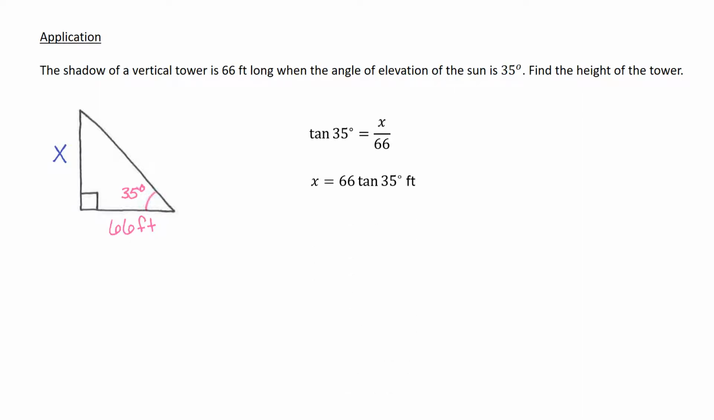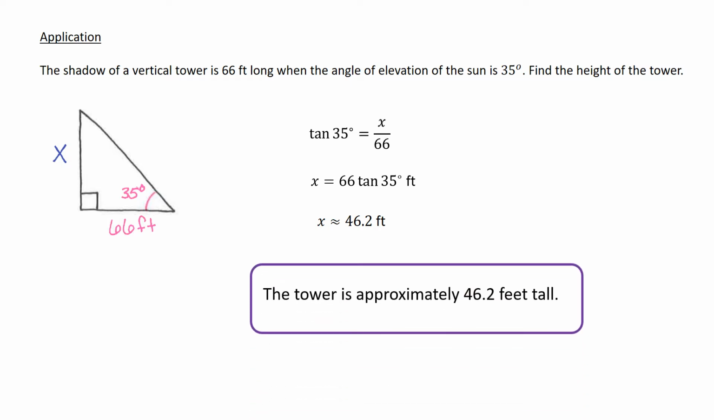If I want to solve for x, I should just multiply both sides by 66 to get the exact value of 66 tangent 35 degrees. And if I want to calculate this, I could put my scientific calculator in degree mode, and I would get 46.2 feet. So the height of the tower is approximately 46.2 feet.